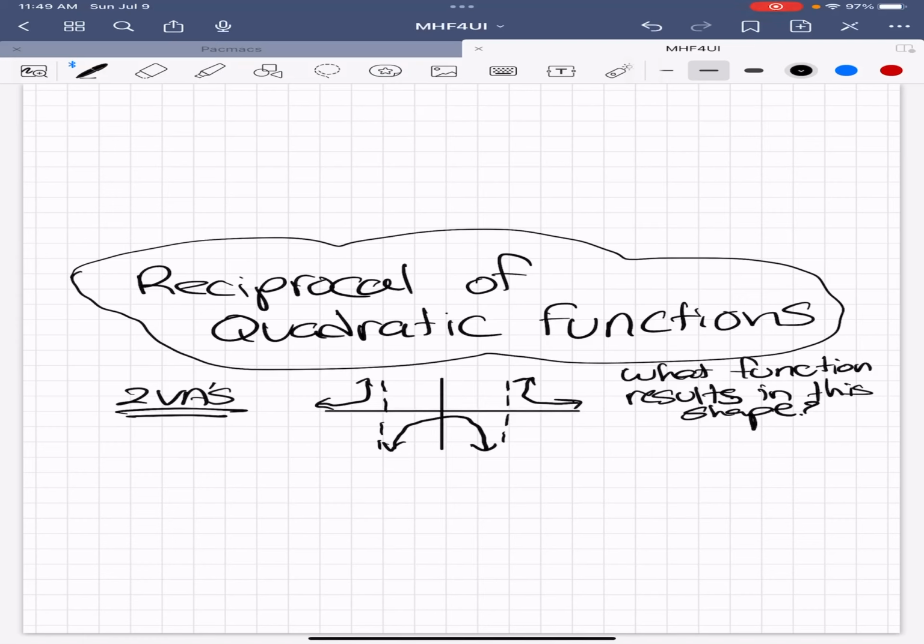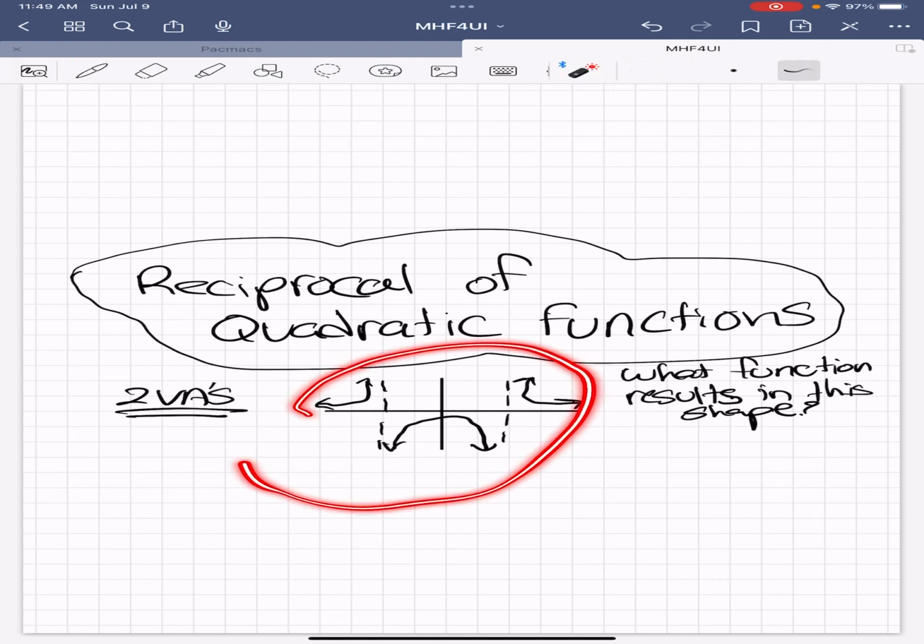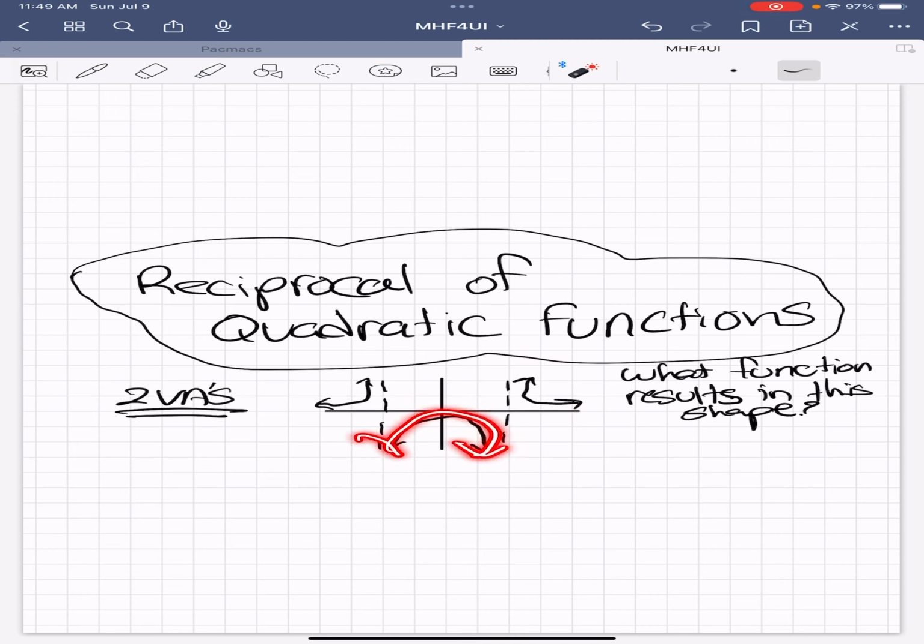Reciprocal quadratic functions. This is a different type of rational graph, one that you haven't seen before. What function results in this shape right here? I'm going to just circle it. So it's a rational function, and it looks like this.